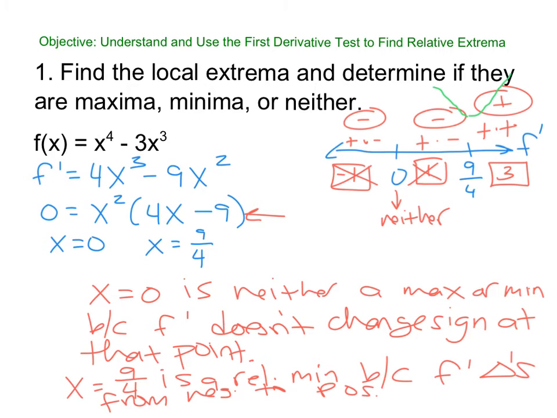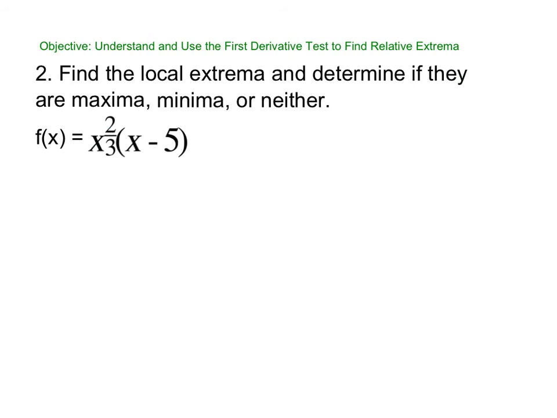That's it. Notice I said f prime. Do not use the word "it." It changes. What changes? Are you talking about f? Are you talking about f prime? Are you talking about f double prime? Super important never to use the word "it." You need to be specific. All right, so that's x to the 2/3 times x minus 5. Try this one on your own.